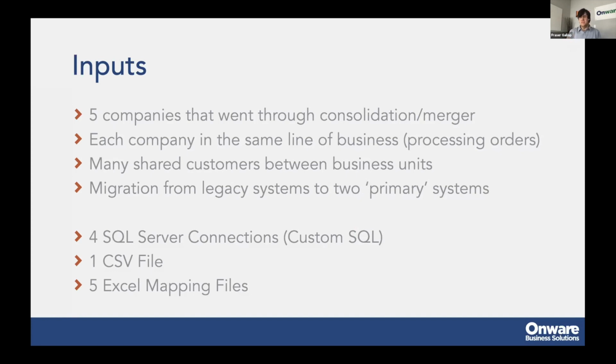They need to process those orders and get them fulfilled for the customers. So there's many shared customers between the different business units, but essentially the business units were all running a legacy system that did the same thing. So the data structure, even though it was different, was very similar data across all those different companies.